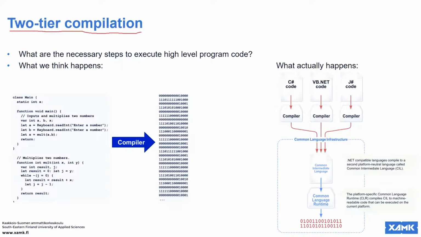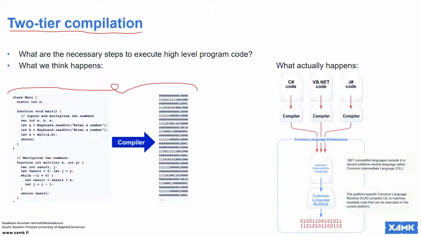So in the beginning of the course, we looked at something like this. So basically, the idea that we have some high-level code on the left, the high-level code goes into a compiler, and the compiler then compiles it into a set of binary instructions which are machine executable. Well, it turns out that this is often actually not the way how code is compiled.